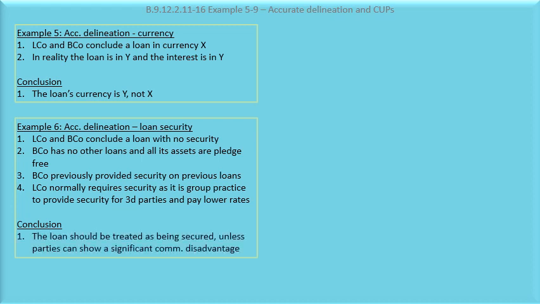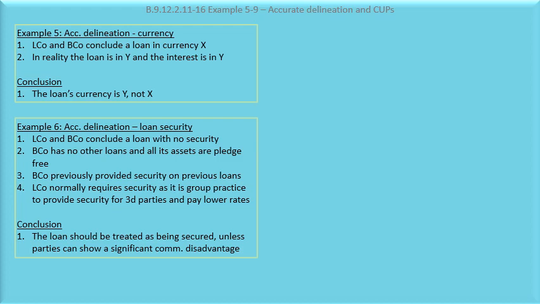And the conclusion for this transaction would then be that the loan should be treated as being secured unless the parties can show that there is some significant commercial disadvantage on having the loan secured as opposed to paying the lower intercompany interest rates. This finishes the examples on delineation of the loan.